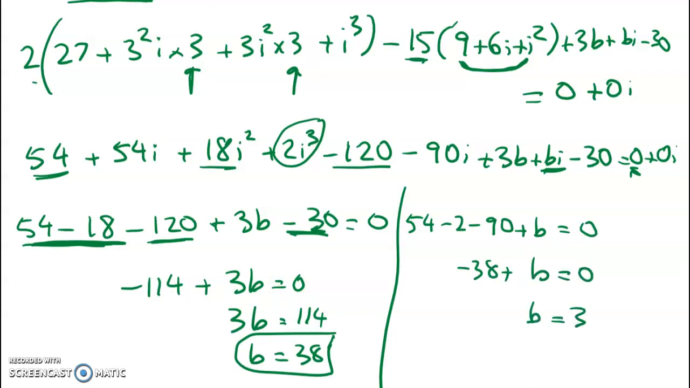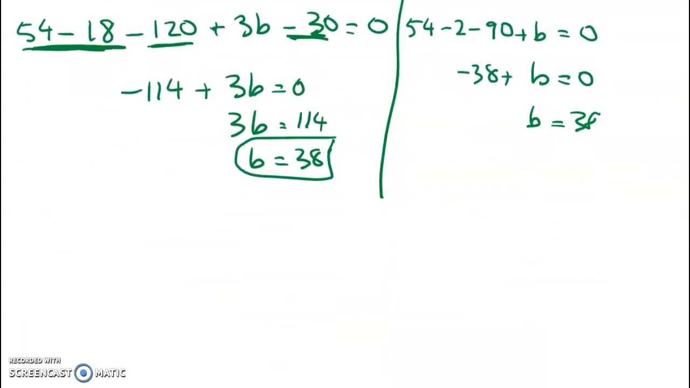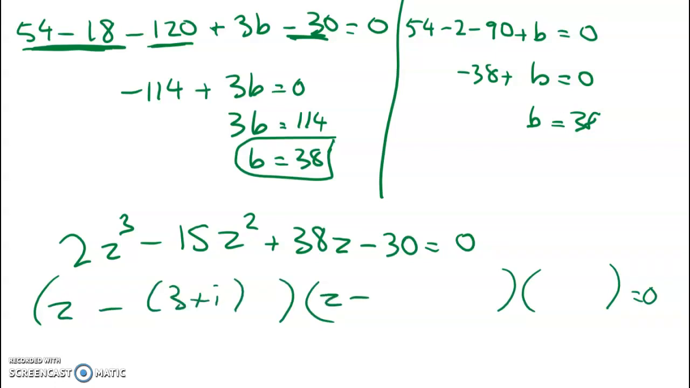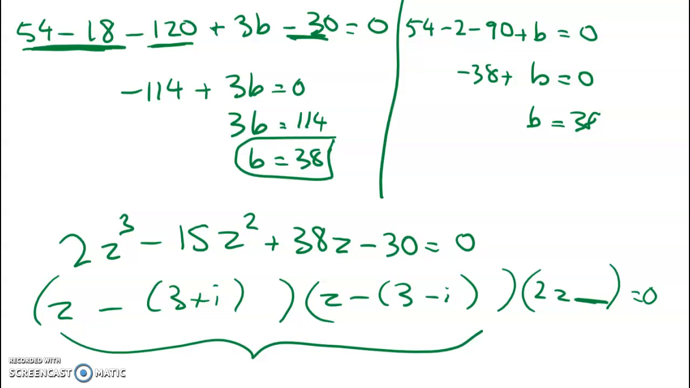B equals 38. But look, the trouble with this way is that I still have to go back now and get that third root. So there really is no way around using the conjugate root theorem in here, except what I'm doing is that I can now put b back in there so I can see more easily what it is that I have to factorize. But we still get here z minus 3 plus i, z minus 3 minus i, and then 2z something something. And we end up having to do all of that expansion anyway. The difference is that we're not hunting for bz, we're hunting for 38z.